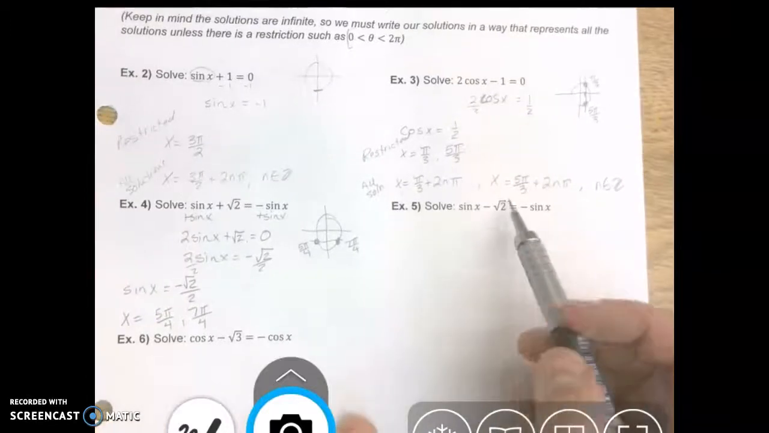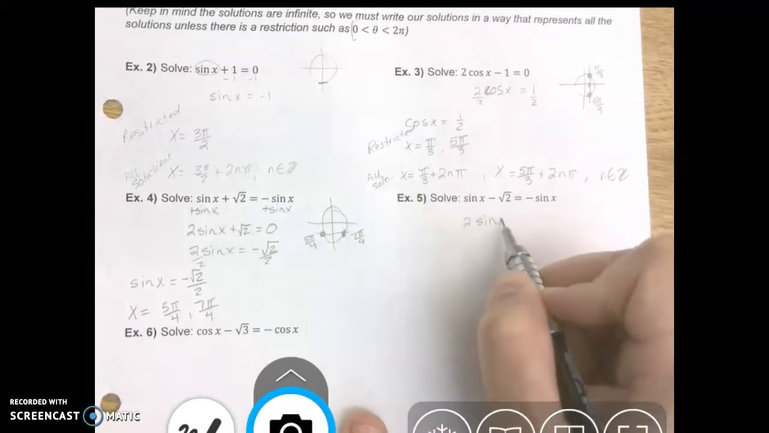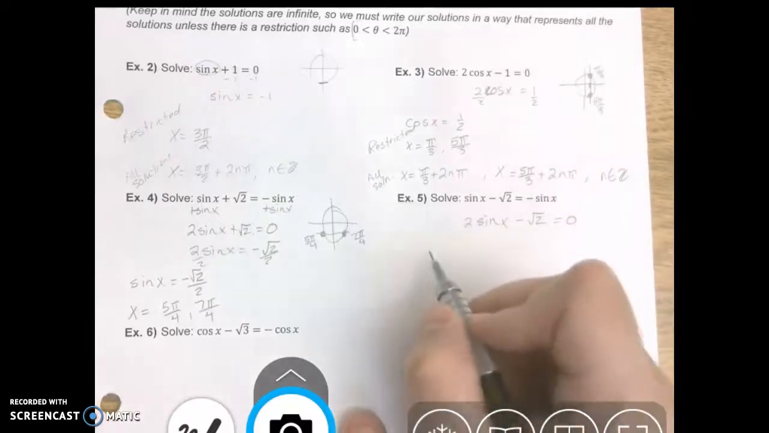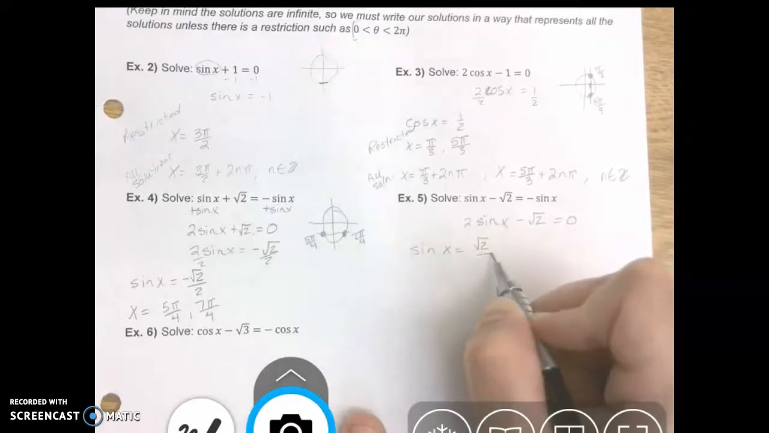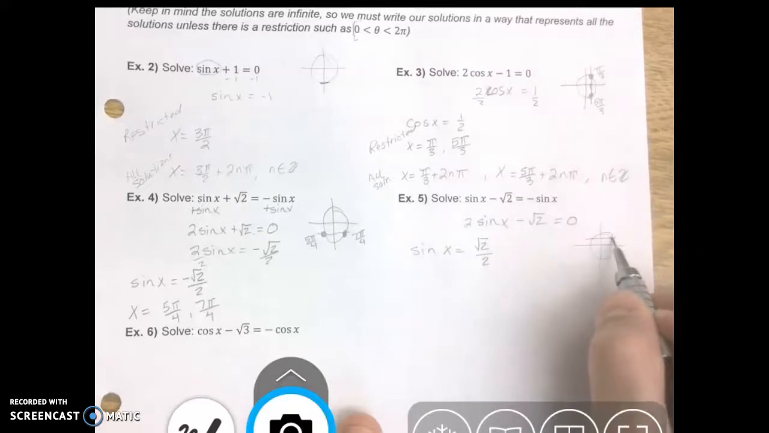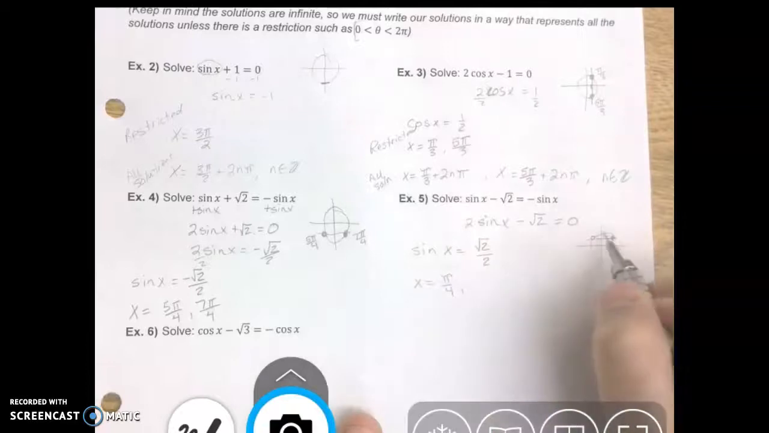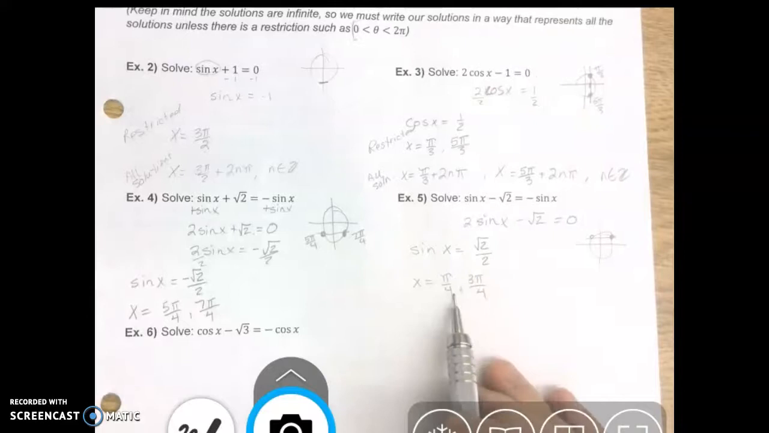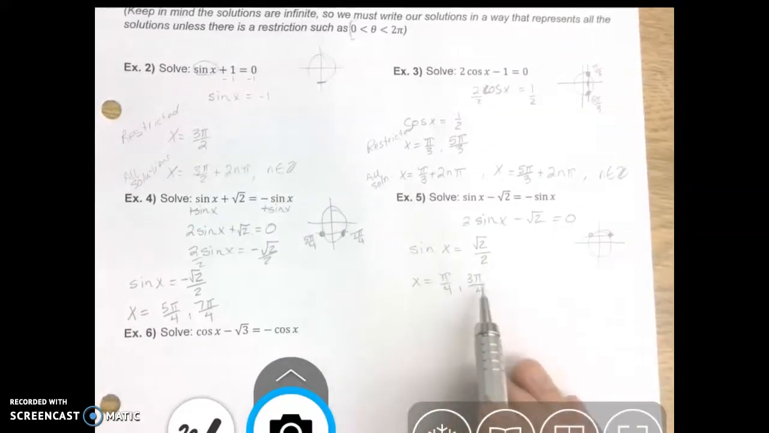All right, here's another one. I'm going to add the sine. I'll end up with 2 sine of x minus the square root of 2 equals 0. Add the square root of 2, divide by 2, and I end up with sine of x is equal to the square root of 2 over 2. And that's going to be a positive, so this would be a pi over 4 and then a 3 pi over 4. Again, these are my restricted solutions. If I want all the solutions, then I would just add 2n pi to each one of those.